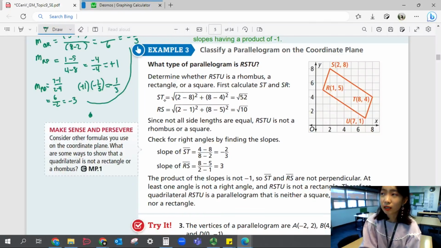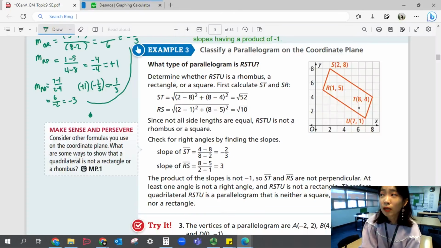So ST, use the distance formula. So differences of x plus differences of y values, square root is going to be our distance. So ST is square root of 52. RS is square root of 10. Since not all side lengths are equal, RSTU is not a rhombus or a square.